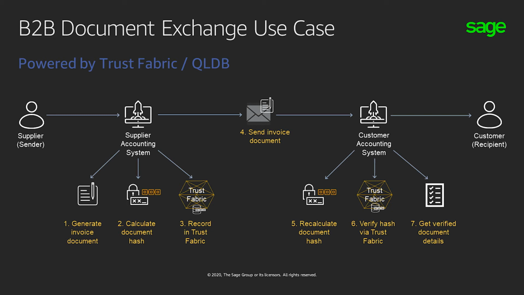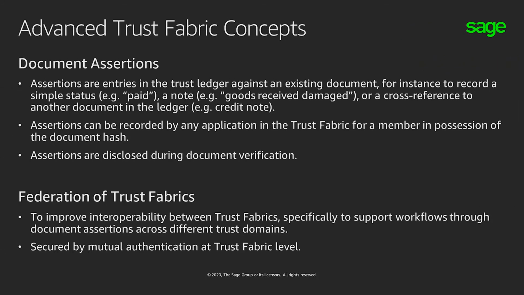As a member can now programmatically engage with the trust fabric of a network, two advanced features become interesting. The first is document assertions. Sometimes it is necessary to disclose subsequent events associated with a document to all parties. For instance, a credit note related to an invoice, a status that an invoice was paid, or a loan registered against an invoice. Assertions create a chain of trust for individual transactions. This can be crucial information for a third-party auditor, or simply to facilitate cross-organizational workflows.